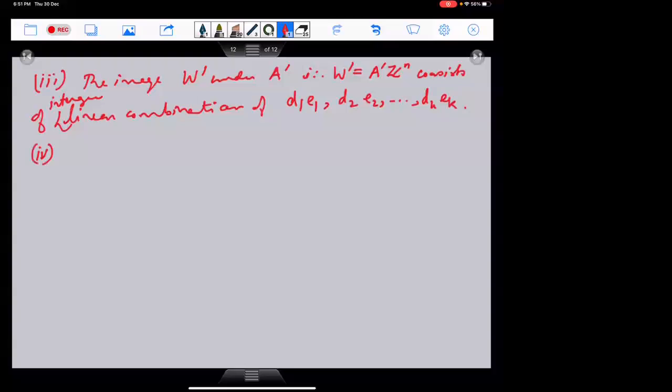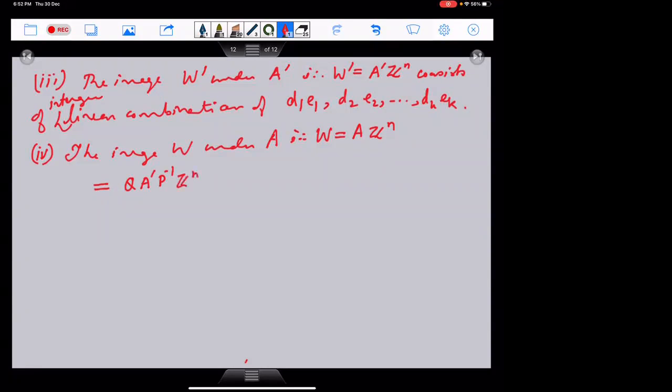So next question will be the image W under A. That is, I want to know what is W of A, Zn. Okay, so is it again similar? You can suggest me. What is A? A is Q A dash P inverse, A dash P inverse of any element here. So this is arbitrary. So P inverse Zn is same thing as Zn. Do you agree? Because P is invertible. Yes.